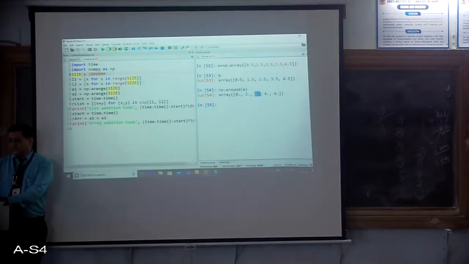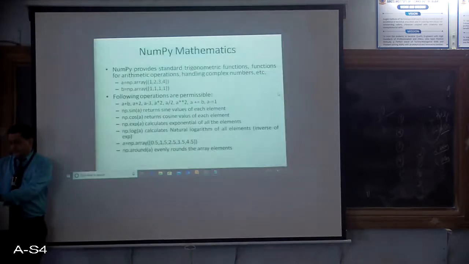That is, it evenly rounds. That is, it rounds to the nearest even number. So for 1.5 the nearest even number is 2, and for 2.5 the nearest even number is 2. 3.5's nearest even number is 4. Similarly, the nearest even number of 4.5 is 4.0.